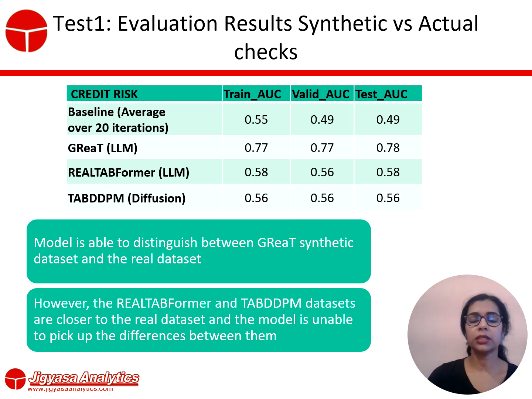When trained on data generated using GREAT, the model achieves a very high training data AUC of 0.77, validation data AUC of 0.77, and test AUC of 0.78. In contrast, for REaLTabFormer and TabDDPM, AUC scores are around 0.56 and 0.58, much closer to the baseline. From the result, we can summarize that the model is able to distinguish between GREAT synthetic data and the real data. However, the REaLTabFormer and TabDDPM datasets are closer to the real data, and the model is unable to pick up the difference between them.